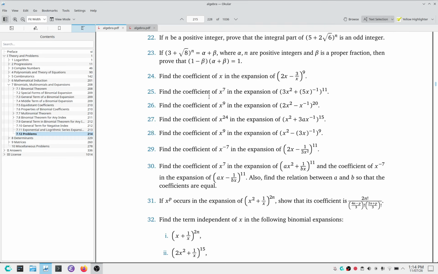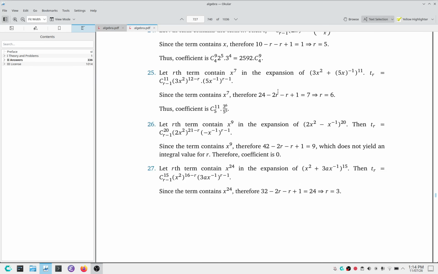Question 25 is similar. We have to find the coefficient of x to the power 7 in the expansion of (3x squared plus 5x raised to the power minus 1) whole raised to the power 11. So T_r is, in this case, 11C(r minus 1), (3x squared) to the power 12 minus r, (5x to the power minus 1) to the power r minus 1. Since the term contains x to the power 7, 24 minus 2r from this, and minus r plus 1 from this is equal to 7, so r is equal to 6, and the coefficient is 11C6, 3 to the power 6, 5 to the power 5. So that is the coefficient.